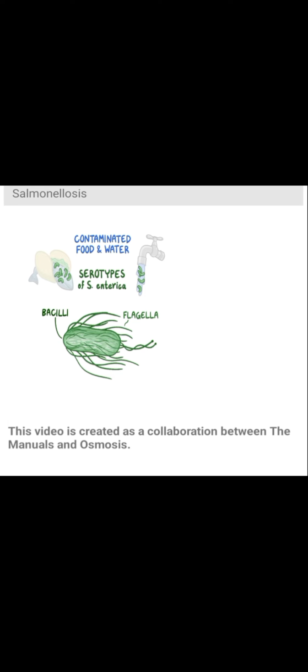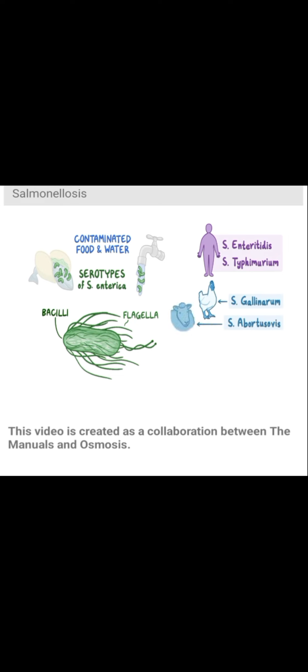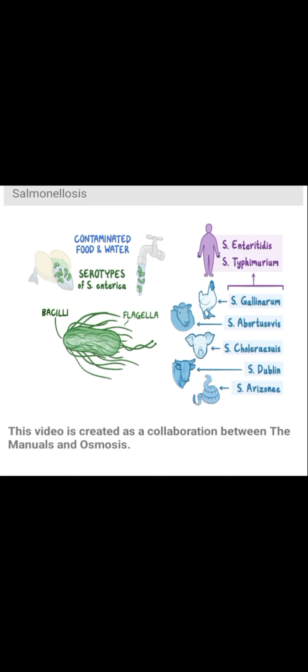In humans, most cases are caused by the S. enteritidis and S. typhimurium serotypes. Other serotypes of Salmonella enterica cause similar infections in other warm-blooded animals. These include S. gallinarum in poultry, S. abortisovus in sheep, S. choleraesuus in pigs, S. dublin in cattle, and S. arizoni in reptiles, among others. All of these strains can also infect humans.